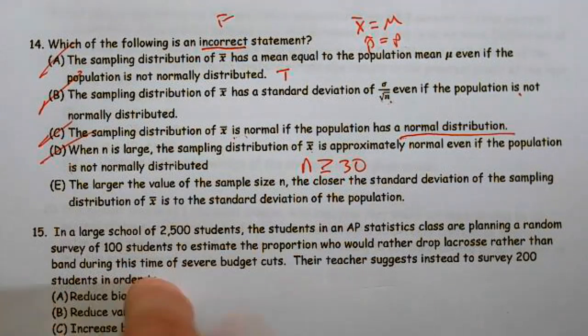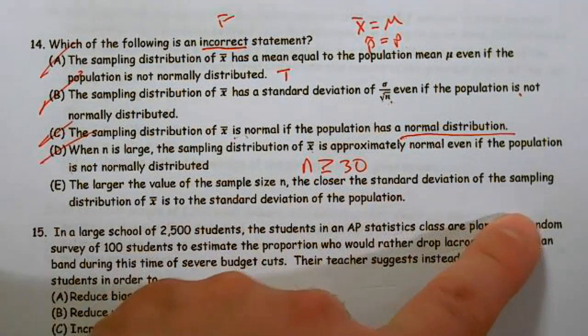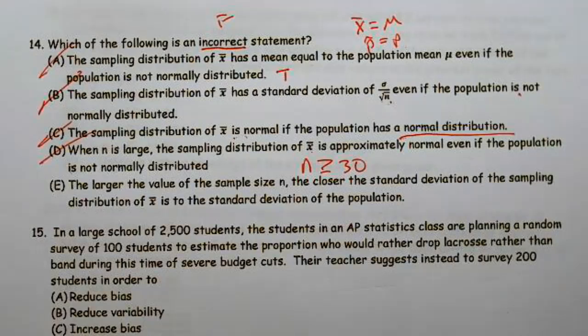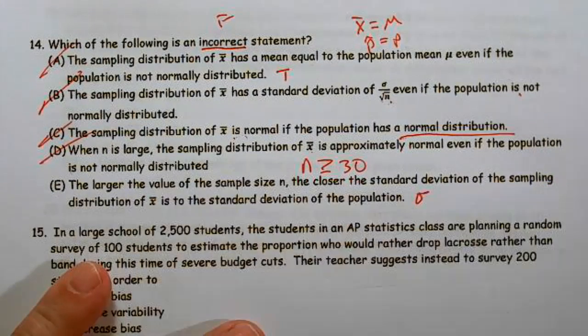Lastly, the larger the value of the sample size, the closer the standard deviation of the sampling distribution of X bar is to the standard deviation of the population. And you're like, Mr. Spencer, as n gets larger, it gets closer to the normal. You're right. As n gets larger, it does get closer to the normal. But this is the standard deviation of the population.